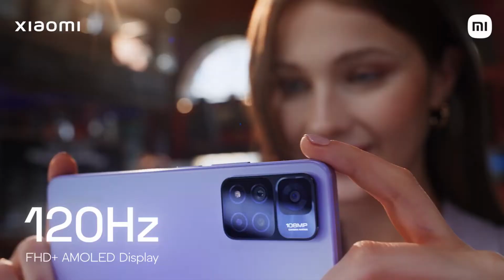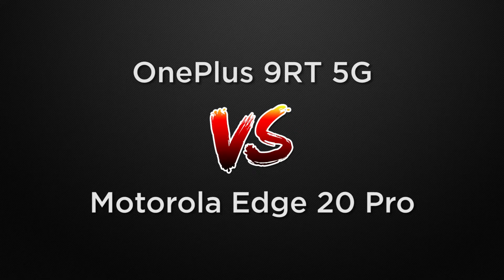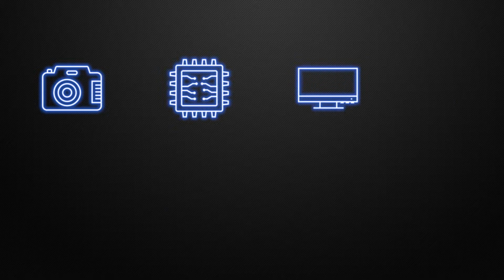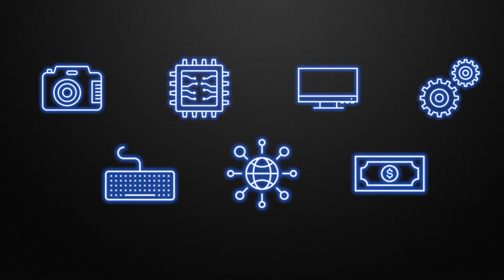In this video, we are going to compare the OnePlus 9RT 5G versus the Motorola Edge 20 Pro. And we will discuss which one is better in camera, performance, display, body of the devices, features, communication chips and about the prices. At the end of the video, I'm gonna tell you which one is better according to me.